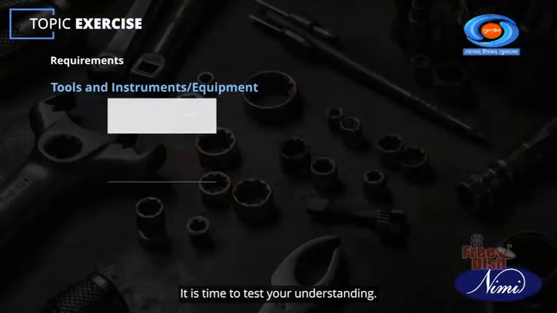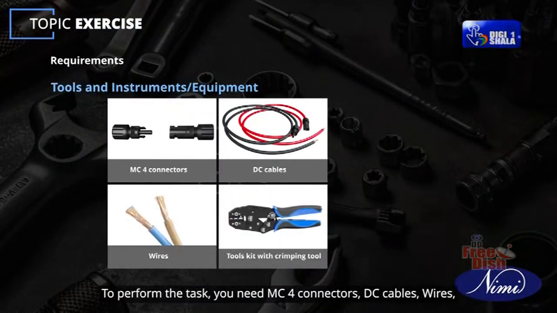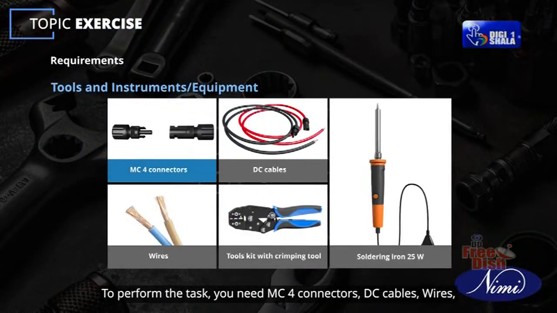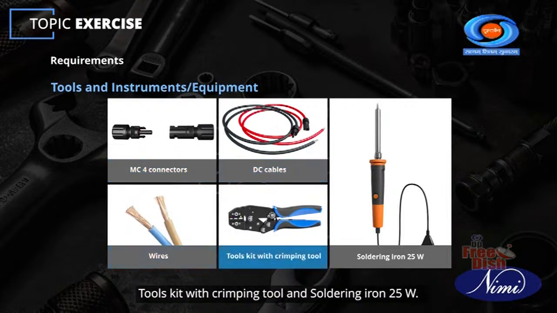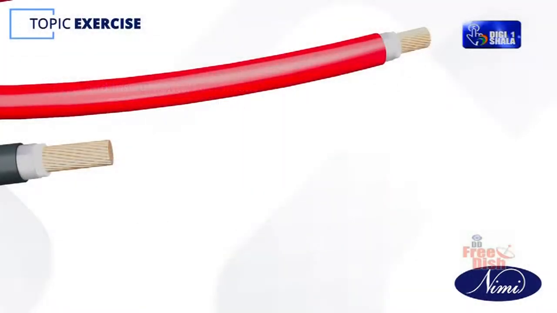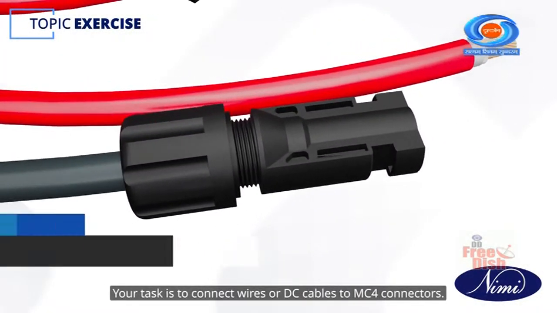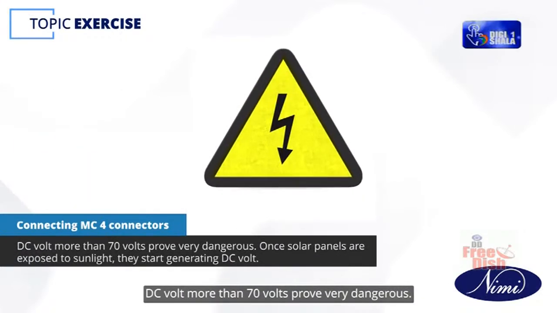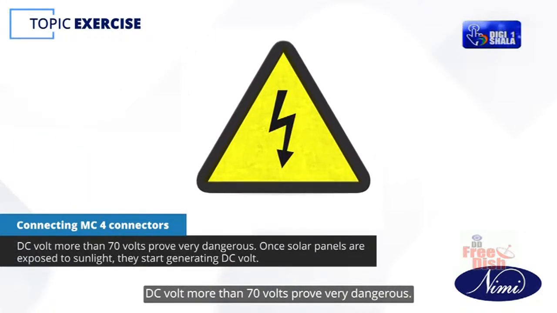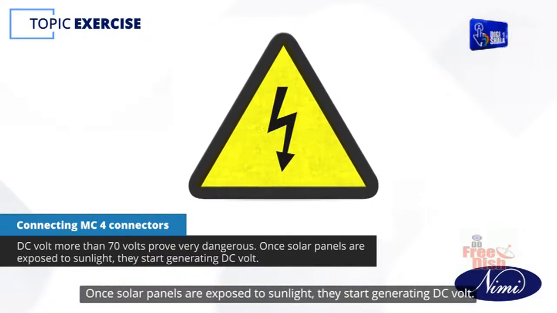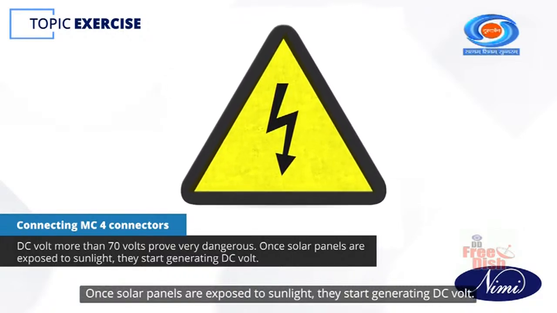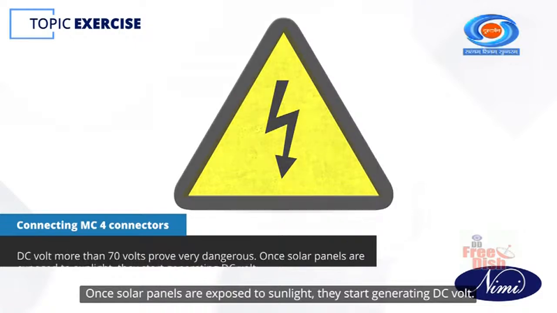It is time to test your understanding. To perform the task, you need MC4 connectors, DC cables, wires, tools kit with crimping tool and soldering iron, 25 watts. Your task is to connect wires or DC cables to MC4 connectors. DC voltage more than 70 volts proves very dangerous. Once solar panels are exposed to sunlight, they start generating DC voltage.